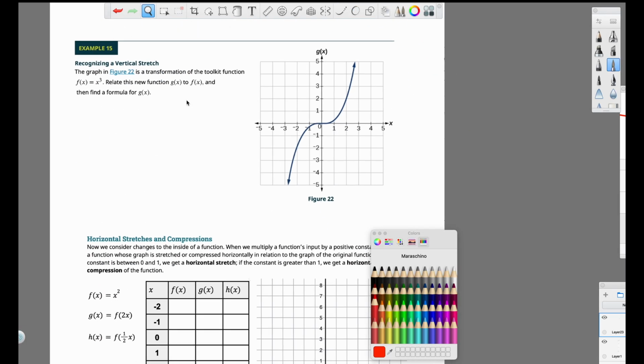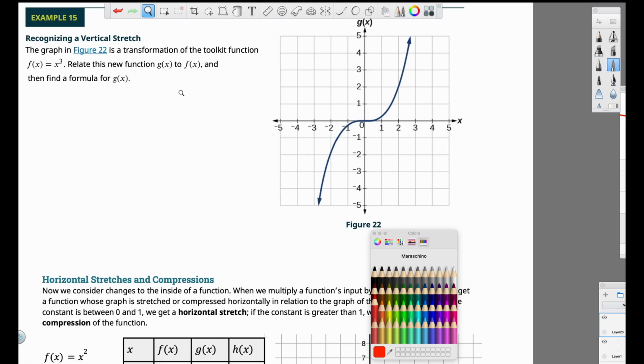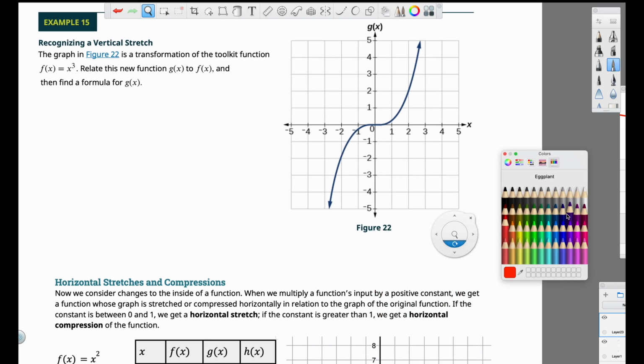Okay, recognizing vertical stretch. So now I'm giving you a graph, and we recognize that this is a function x cubed. Why don't we graph this function x cubed? We know what it looks like, right? It starts at 0, 0, and we put 1 in. 1 to the third power is 1, so 1, 1. If we put in -1 in here, we would get -1. Remember this S-curve?